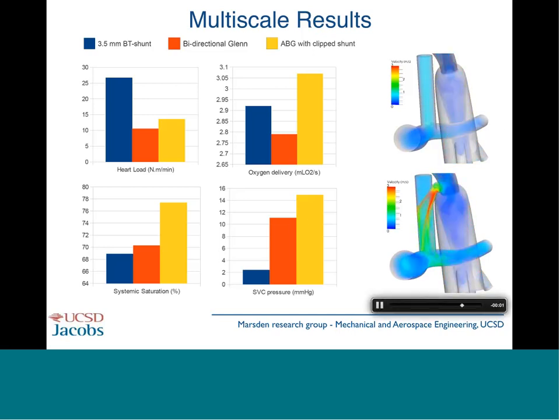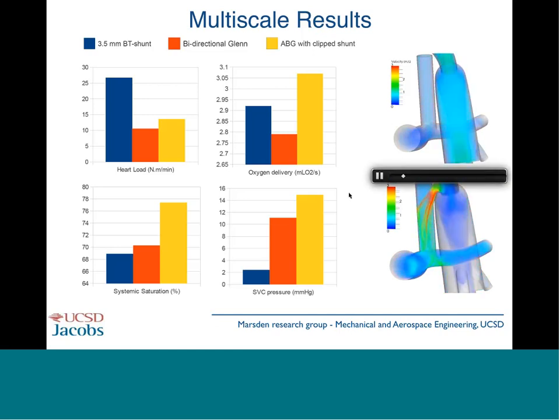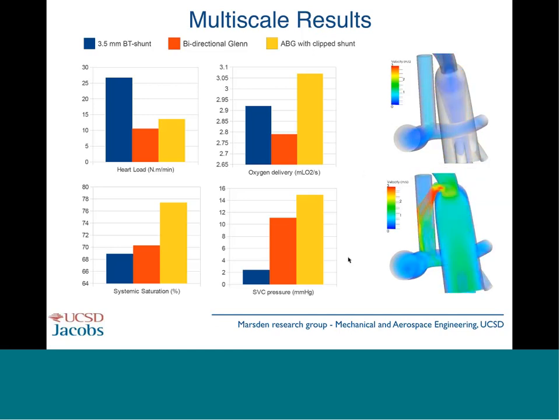So what you're seeing in the movies here is the traditional Glenn surgery with relatively low pulmonary flow compared to the ABG on the bottom, where you can see that this high velocity flow stream is injected into the SVC and is driving the pulmonary flow.